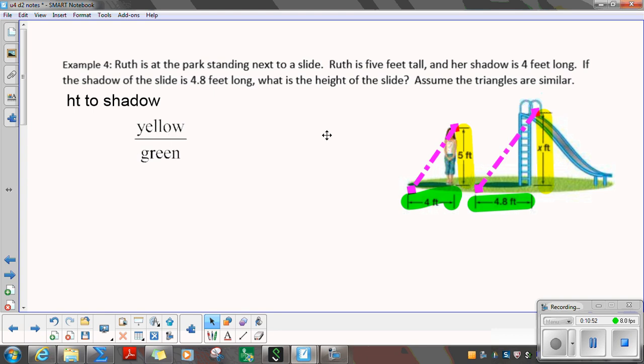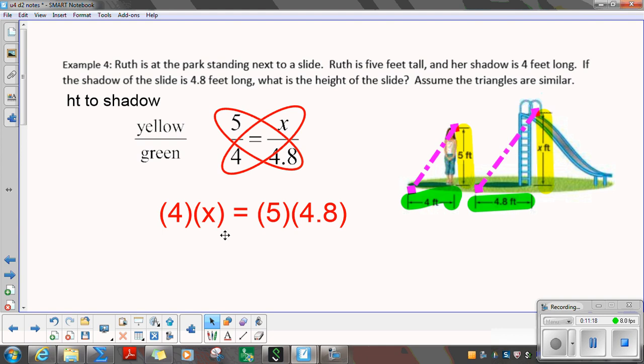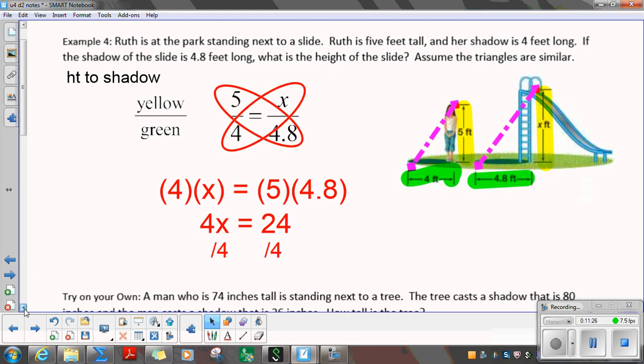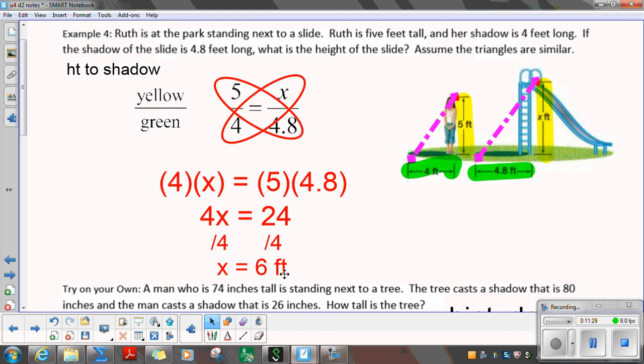So I'm going to go ahead and fill it in. For Ruth, her height was 5, but her shadow was 4. So it's going to be 5 over 4. And the height of the slide, we don't know, so it's x. And the shadow was 4.8, so I create my proportion. It looks like that. Now I can go ahead and cross multiply. So 5 times 4.8 and 4 times x. I write it out with an equal sign in between. I actually multiply, so 4 times x is 4x. 5 times 4.8 is 24. Divide everything by 4. We get 6 feet tall. So the slide is actually 6 feet tall.